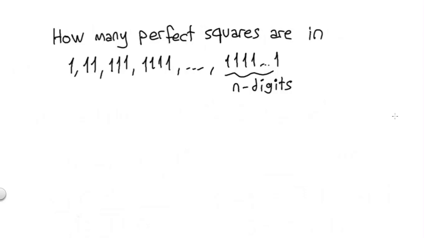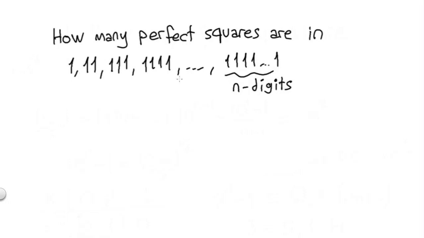Hi there. So I have a nice little number theory problem for you. We have a sequence. It goes like 1, 11, 111. So it just goes up like this for arbitrary n digits. And we are supposed to find how many perfect squares are here. So first of all, yeah, 1 is a perfect square.